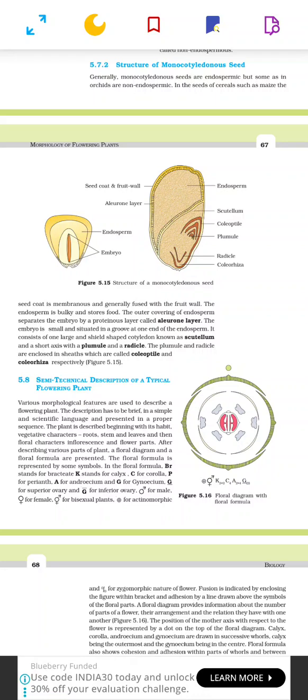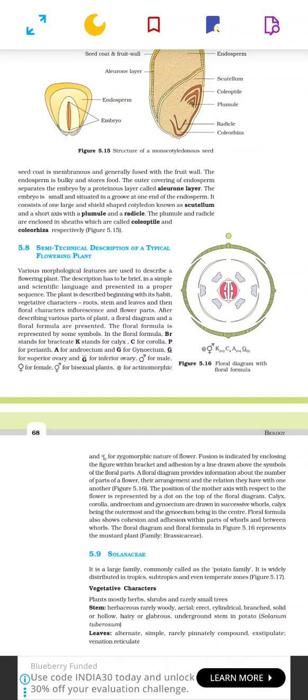A plus sign in a circle represents an actinomorphic plant, and a percentage is shown for the zygomorphic nature of a flower, where 50-50%, or bilateral symmetry, is shown. Fusion is indicated by enclosing the figure within a bracket, and adhesion by a line drawn above the symbol of the floral part. So basically, if there is an adhesion of one whorl with another, it is shown by an arc above both symbols.